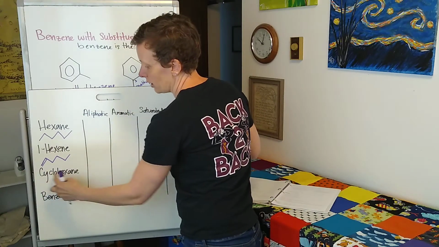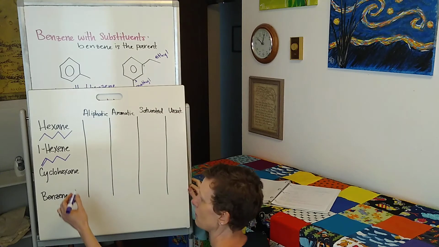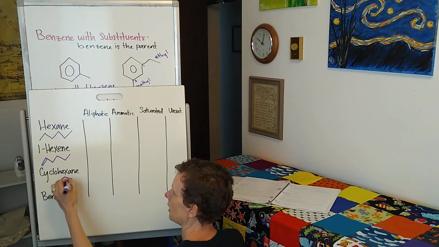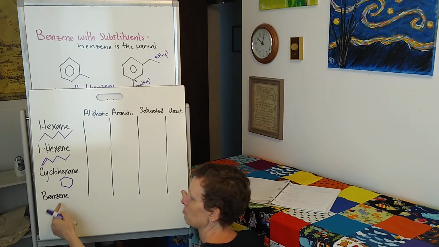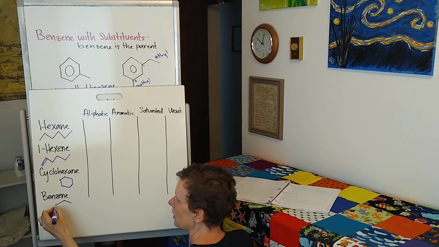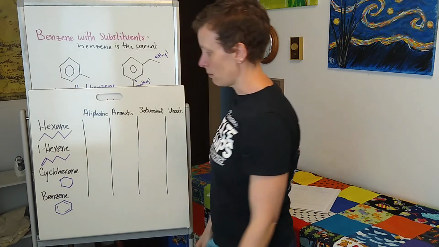Cyclohexane. Cyclo is a ring. Hex is 6 carbons. Ane is all single bonds. So I'm just going to draw a hexagon as best as I can there. That's cyclohexane. And then benzene is also 6 carbons in a ring, but it's a very special type of substance. It has alternating single and double bonds.